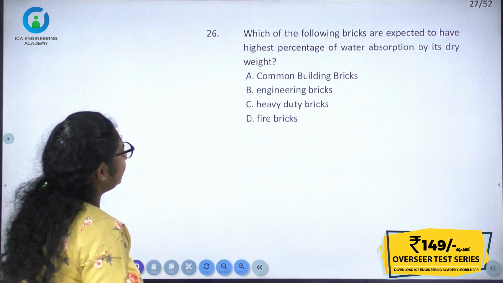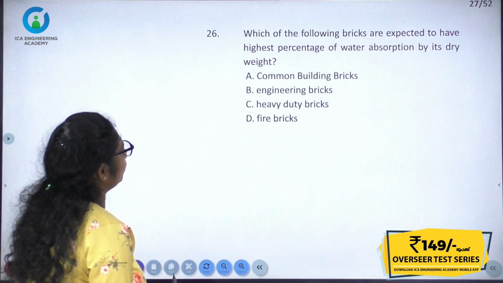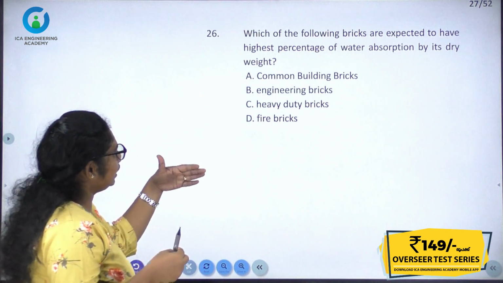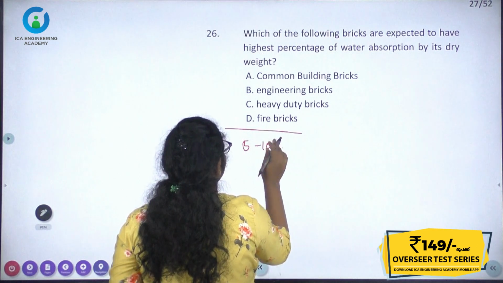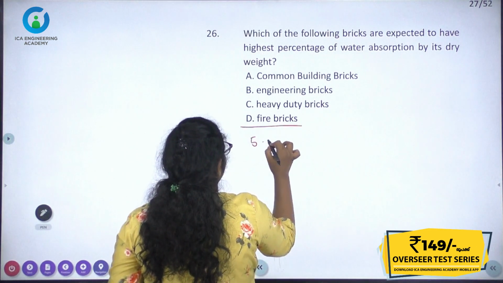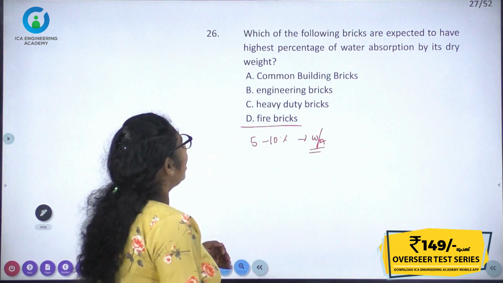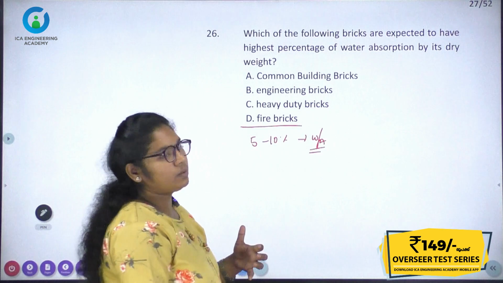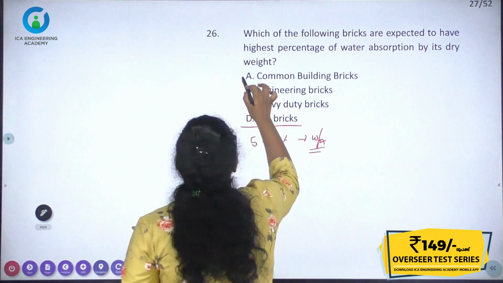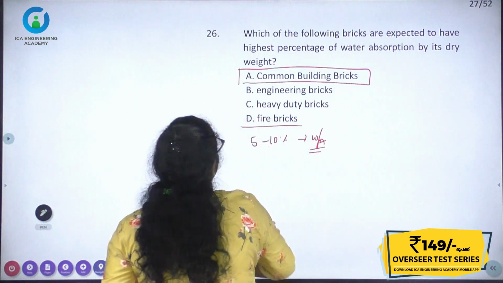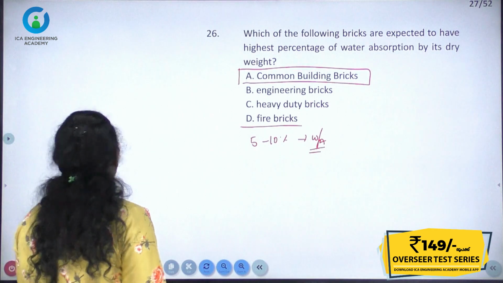Which of the following bricks is expected to have the highest percentage of water absorption by its dry weight? Out of engineering, heavy duty and fire bricks, fire brick has 5 to 10 percent water absorption. So which brick has the highest percentage? The highest percentage of water absorption is in common building bricks, normally used for building works, which have a higher percentage of water absorption by dry weight.